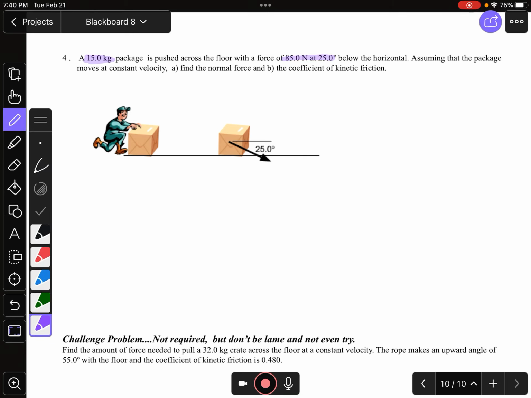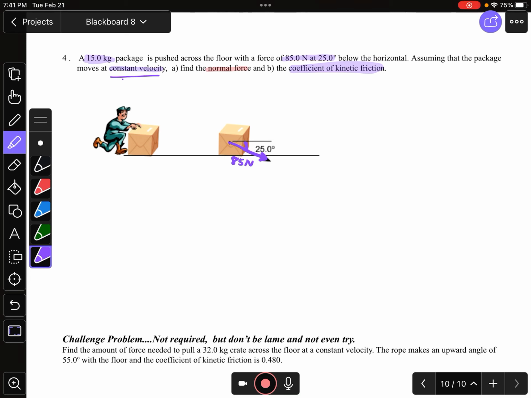Right away, before I keep reading, I'm going to label that this will be the hypotenuse of this. So this will be my 85 newtons. It's going to be the hypotenuse. And then this is my angle. Assuming that the package moves at a constant velocity. Ooh, this is big information. Constant velocity. Find the normal force and the coefficient of friction.